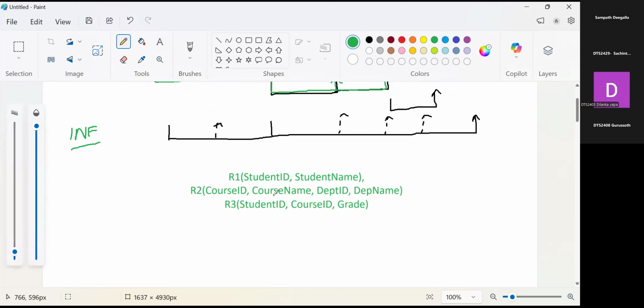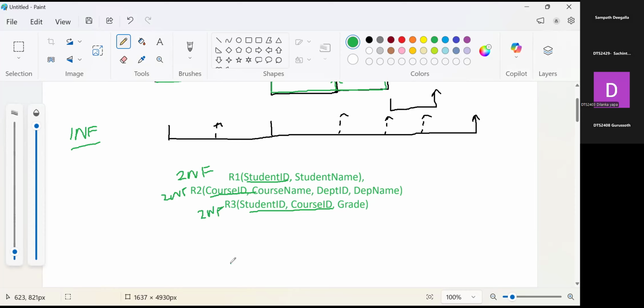So what are the primary keys? Here's the primary key. Here's the primary key. Here's the primary key. The non-prime attribute is fully functionally dependent on it. Because this is one, you don't have to really worry about it. This is in the second normal form. This is also in the second normal form. This is also in the second normal form. The grade depends on both student ID and course ID. No issue.